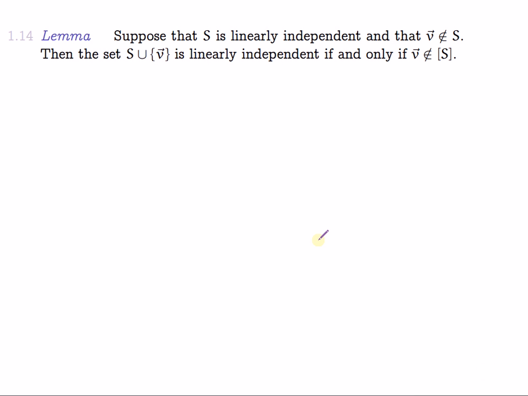Okay, let's move on with our exploration of linear independence. We're now going to relate linear independence to the notion of span. Recall that the span of a set of vectors is the set of all linear combinations.